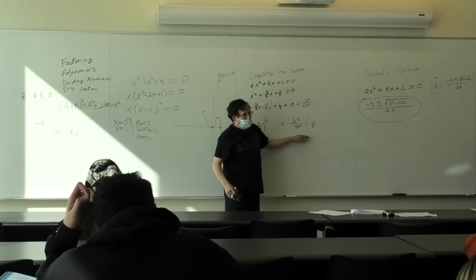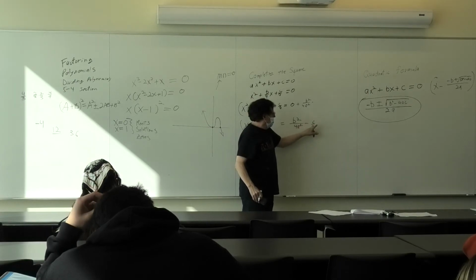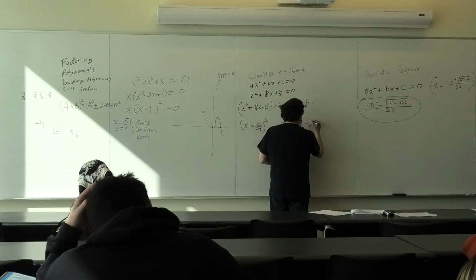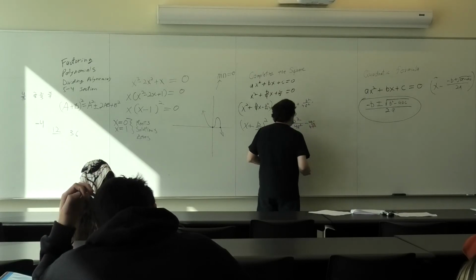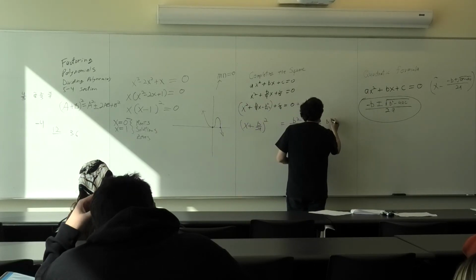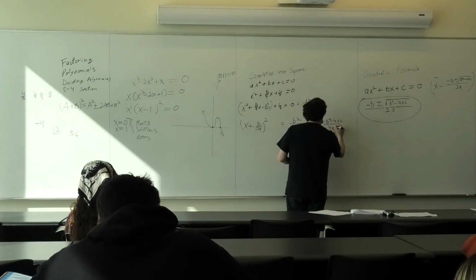And I want to put this over a common denominator. So I'll multiply the top and the bottom here by 4a. So this becomes 4a squared. This becomes 4ac. So I have b squared minus 4ac over 4a squared.